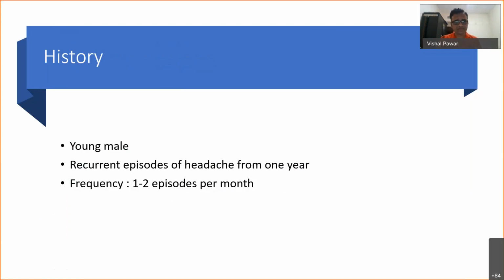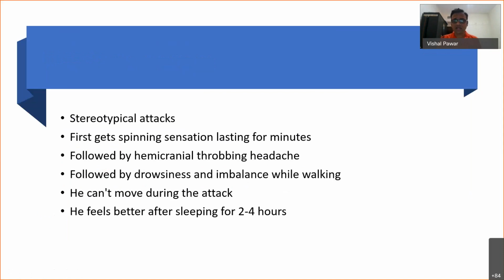Now coming to case 4, a young male patient presented with recurrent episodes of headache for 1 year. Frequency was 1 or 2 episodes per month. The attacks were stereotypical. Every attack was similar, with a similar tempo.